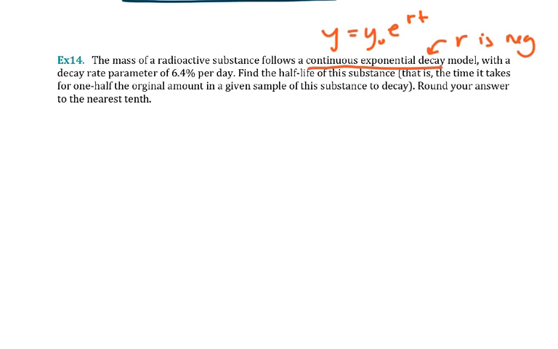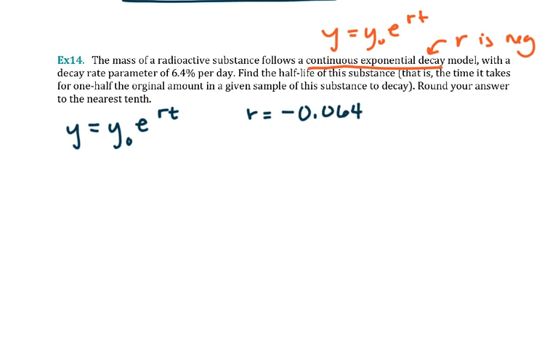So I'll start by writing my formula down. y equals y sub 0 e to the RT. Well, we know what our rate is. R is negative 0.064. We do not know time, and we don't have an initial amount. But in our last video, we did an example where something doubled. So in this situation, we can do an example where something decays to half.